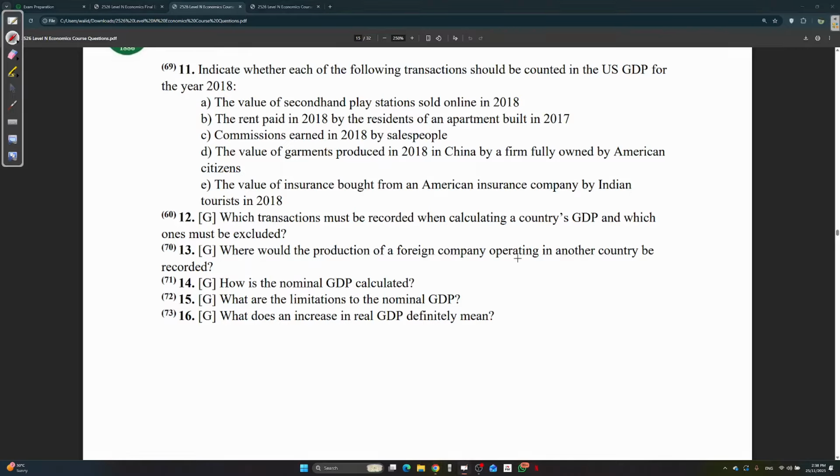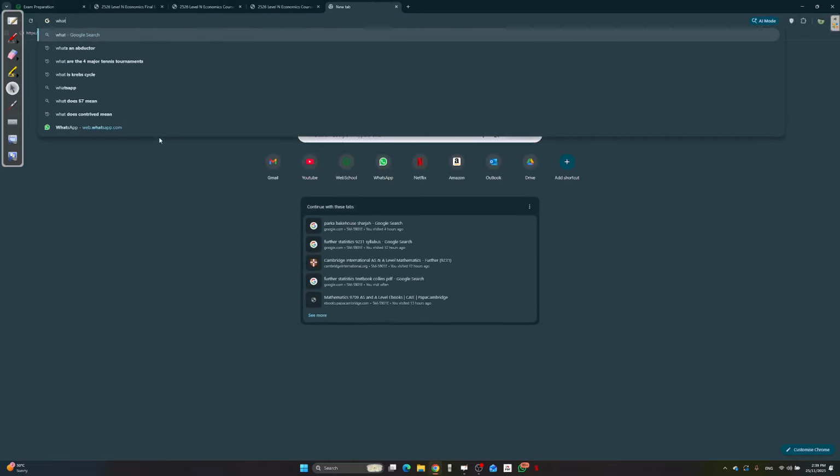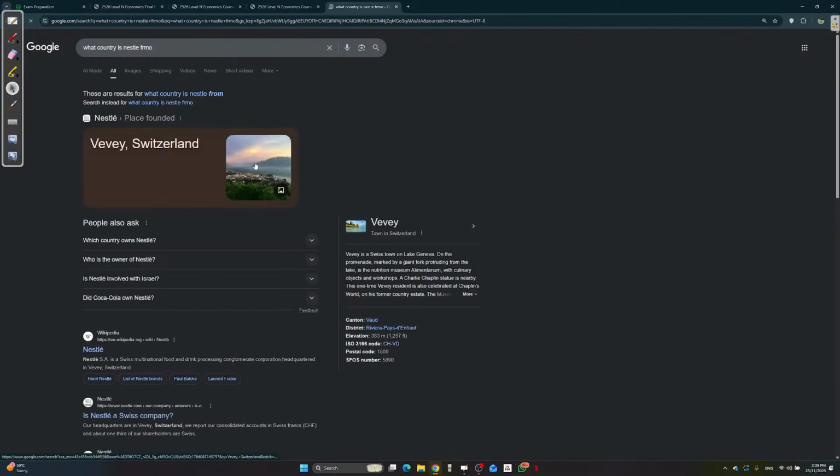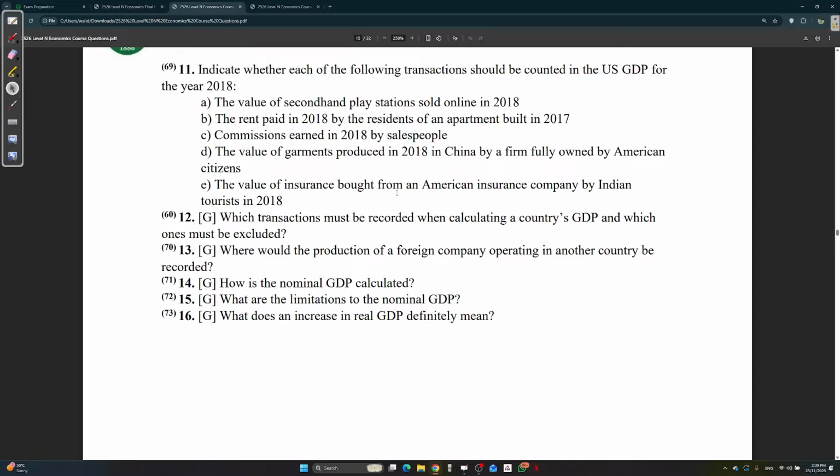If, for example, Nestle is a Swiss company or a French company, I don't know, it has many factories in Lebanon, okay? The factories are in Lebanon. They're producing water bottles, cream, chocolate in Lebanon. But the company is a Swiss company, or I don't know. Let's check. What country is Nestle from? I think French, yeah? Switzerland. Okay. Anyways, Nestle is a Swiss company operating in Lebanon.